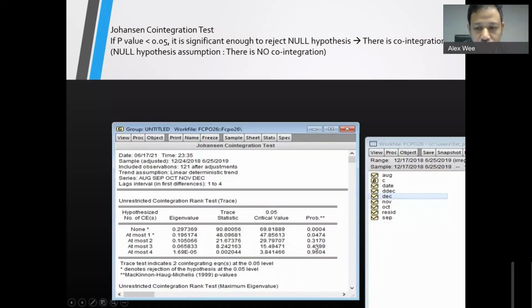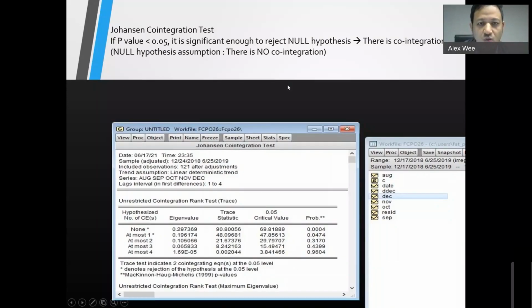From the result, it shows that there is at least 2 co-integration, because it's able to reject no co-integration. It's also able to reject at most 1 co-integration, which means there's at least 2. But at most 2 is not rejected, which means you cannot say that there is at least 3, but you can say that there is at least 2. It's more than 0, it's more than 1, but it's not proven to be more than 2.